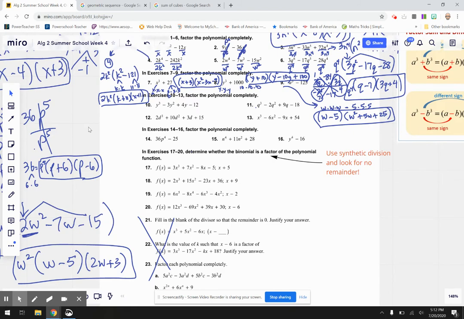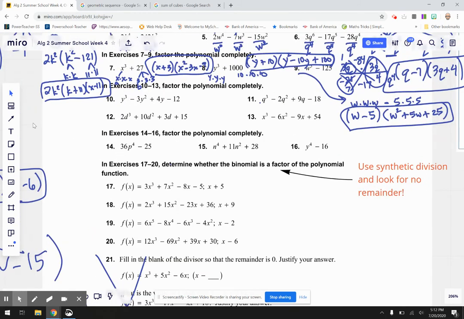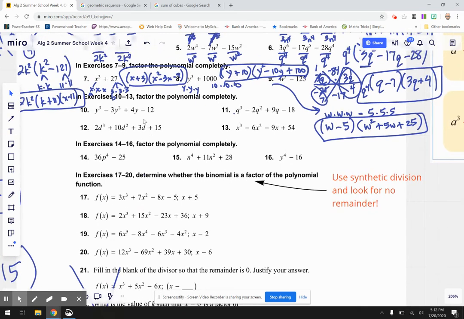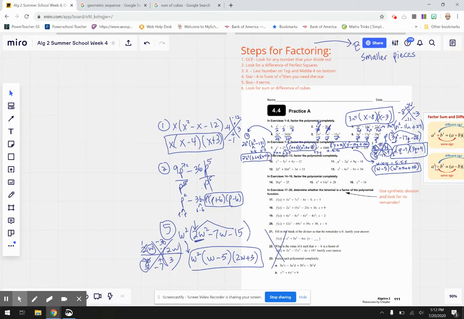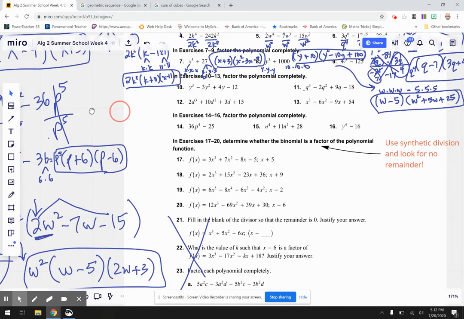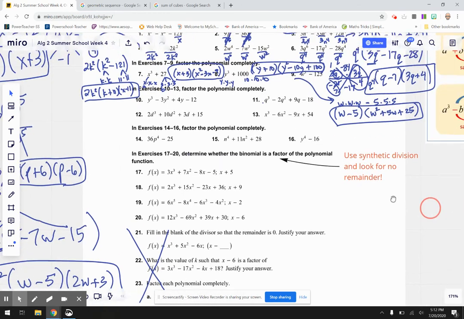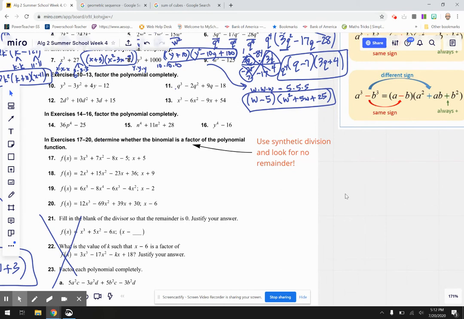All right, number 10 is just a factor, and it's got 4 terms. So we use what we call the box. You can see I put that up here at the top, the box. We've done sum of cubes and difference of cubes. Now we're going to do the box, 4 terms. I just think the easiest method to factor with 4 terms is to use the box method. So I'm going to do it over here.